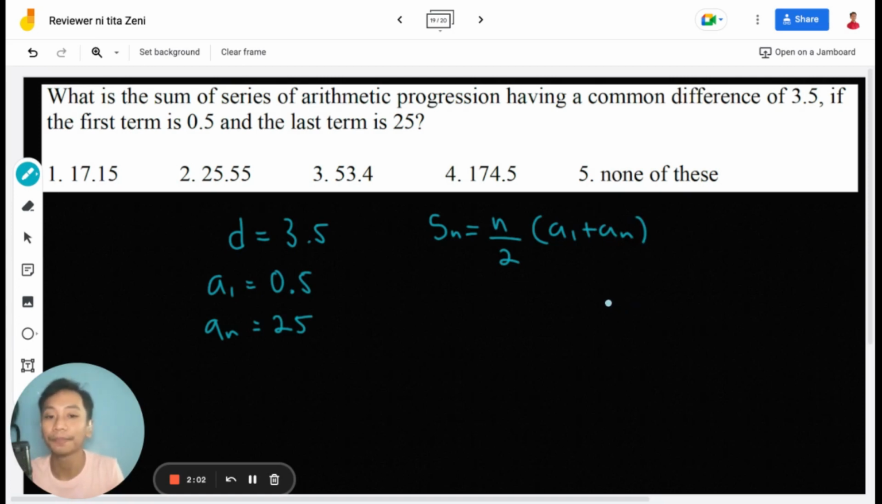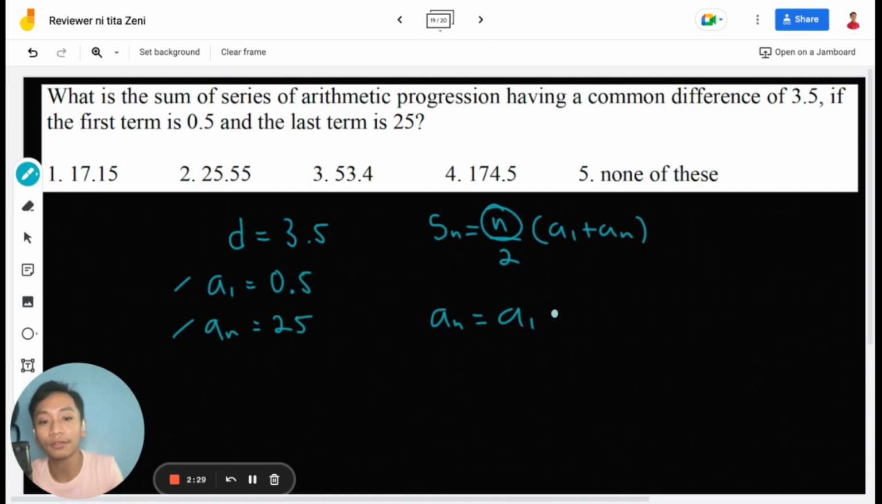Yan lang. Notice, alam natin yung first term. Check. Alam natin yung last term. Check. Pero wala pa tayo nito. Hindi natin alam ilan yung terms na dapat mong ipag-add. And it's very essential na ma-solve mo muna yan. So, paano natin yung gagawin? Kailangan mong gamitin yung isa pang formula na may kinalaman sa arithmetic progression. Yun ay yung formula sa paghanap ng nth term. Nth term yung nasa dulo.